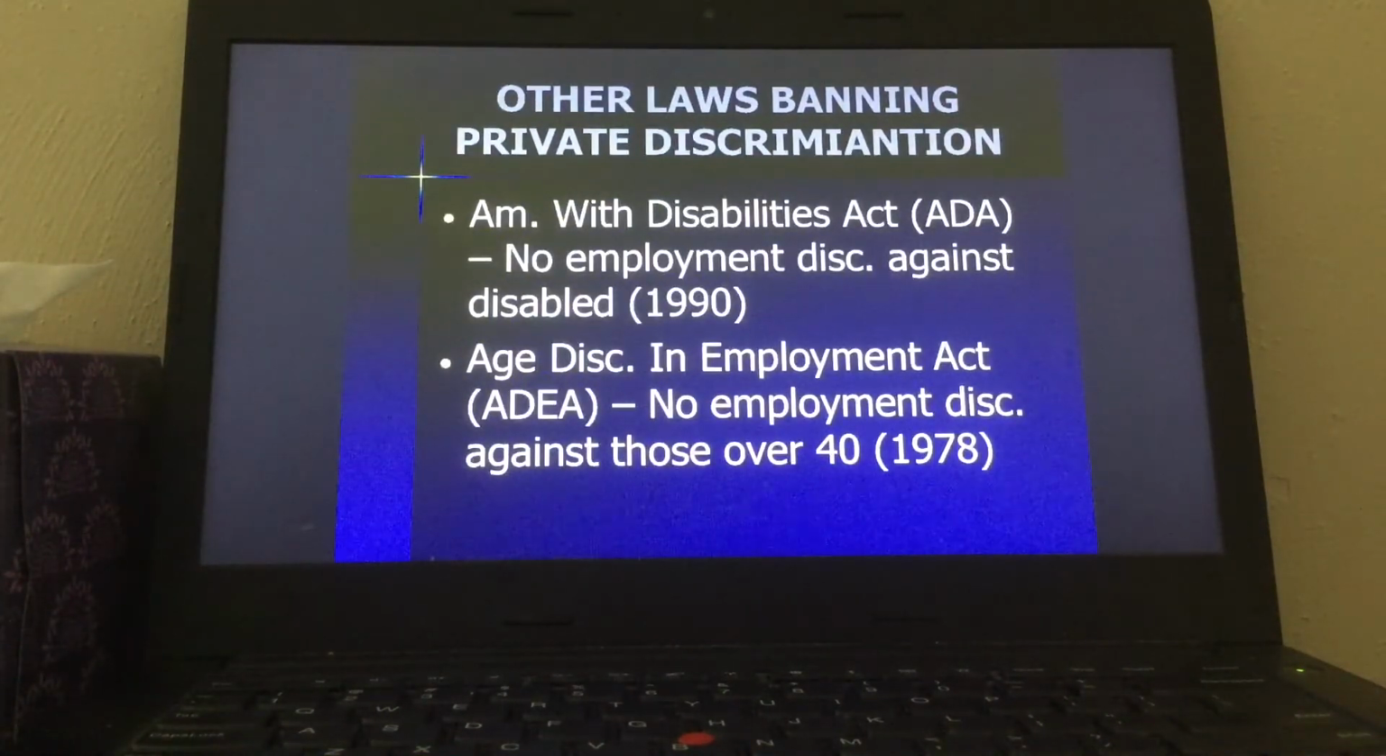Two more laws Congress has passed. The Americans with Disabilities Act. You cannot discriminate against someone as a customer or as an employee on the basis of their disability. If a disabled person is able to do the job, you can't nevertheless fire them or refuse to hire them because of that disability. And then similarly, the Age Discrimination in Employment Act. You can't discriminate on the basis of age as a business against someone who's over 40. You can't say, no, I'm not going to hire you, you're too old, if that person is capable of actually doing the job. It doesn't apply to young people. A business can say you're too young, but they can't say you're too old.